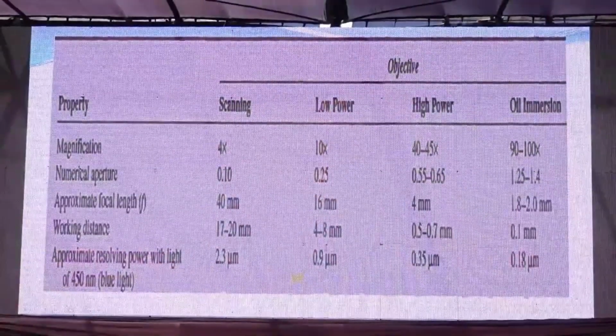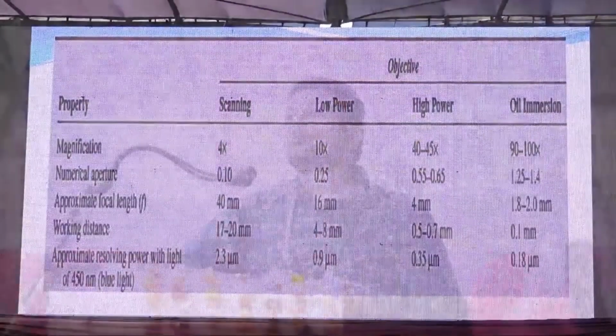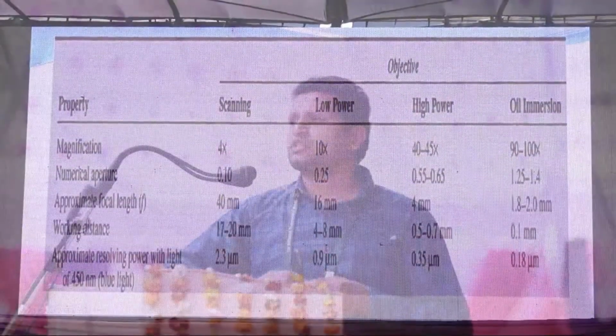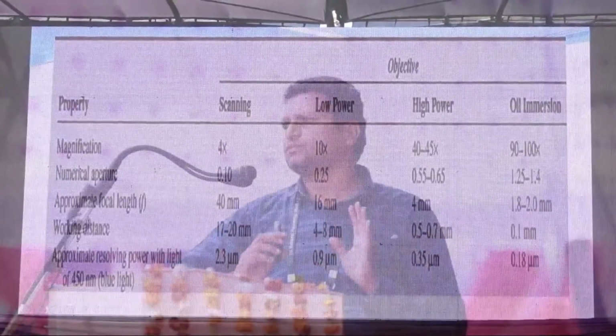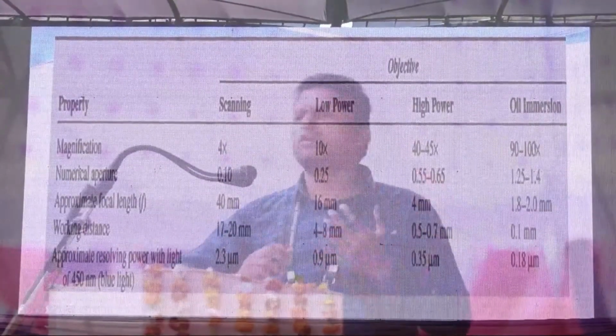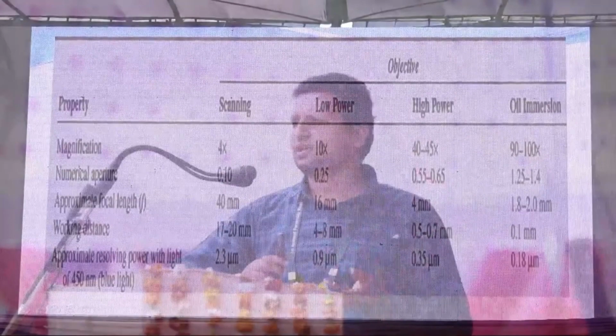Resolving power up to 0.2 micrometer means you can clearly observe at least bacteria. I am not talking about the eukaryotic organisms, say blood cells or eukaryotic cells. I am talking about the prokaryotic, especially bacteria, the pathogens. You can clearly observe them under the microscope.